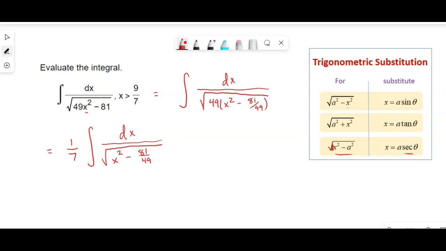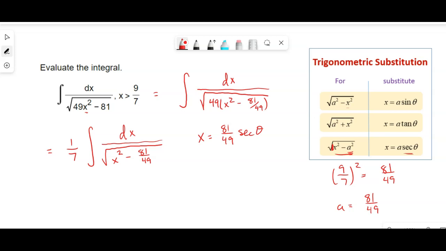All right, now what is a square? What is it I'm squaring here? Well, notice it's perfect squares, so 9/7 squared is 81/49. So that is my value for a. So I would say that x is equal to 9/7 times the secant of theta.